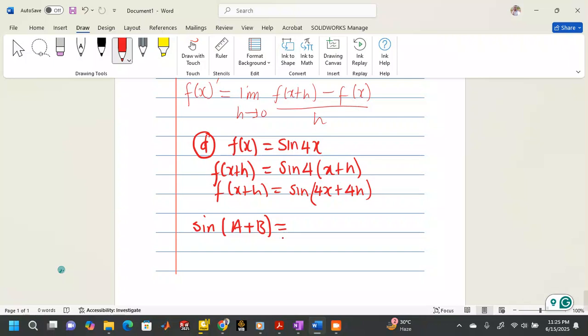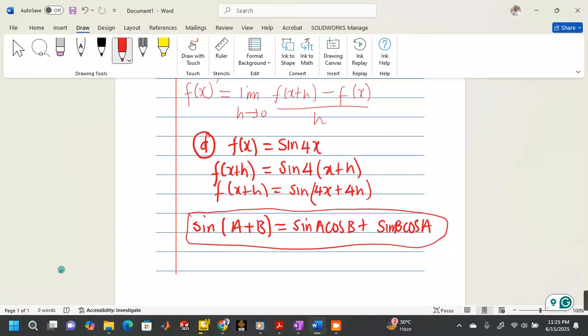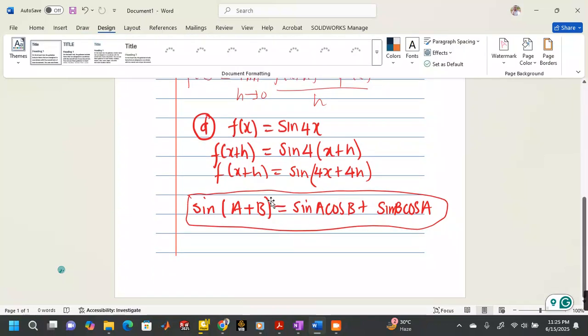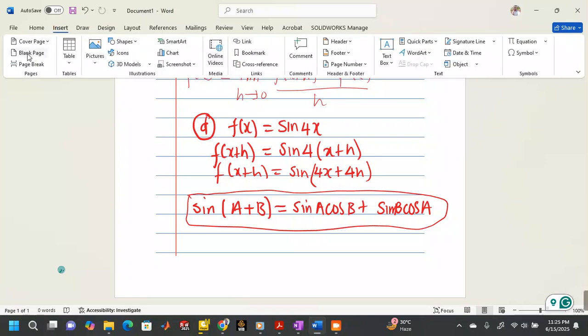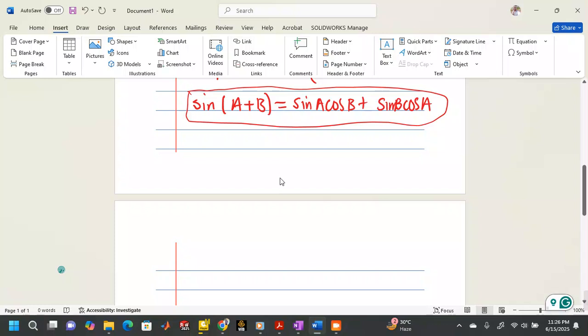This is the same as sine A cos B plus sine B cos A. So you're swapping: here sine has A, here sine has B, here cosine has B, here cosine has A. You can start with this one or this one. You have to know this identity, so that you don't have a miserable life. You just have to know it.